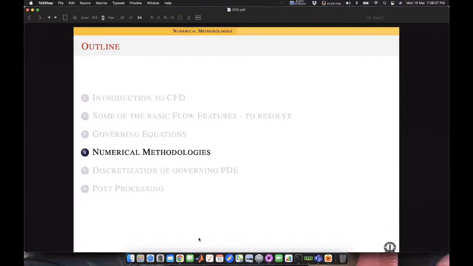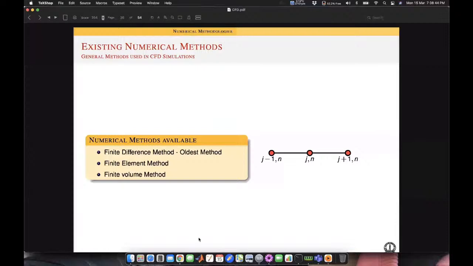We look at the actual methodology with which these methods are solved. All the equations can be solved within three major classifications: the finite difference method, which is one of the oldest methods of numerical simulation, then the finite element method, and the finite volume method. So what is the difference between these three things?